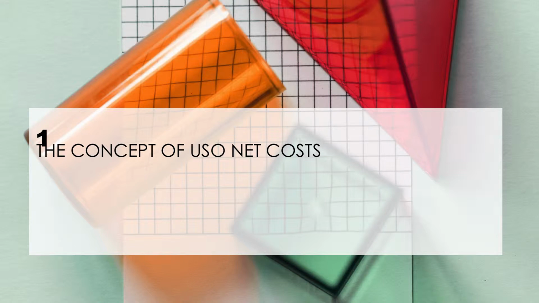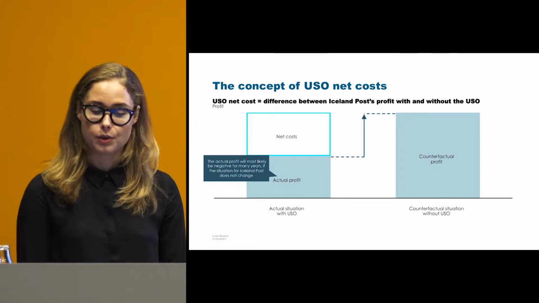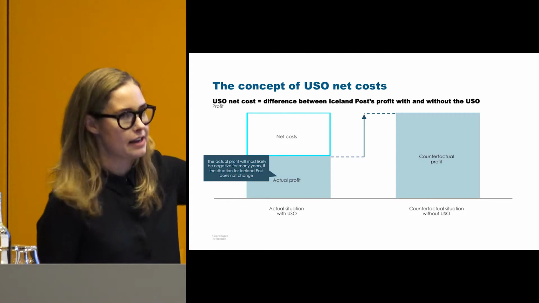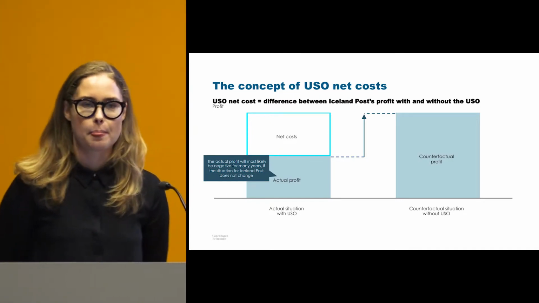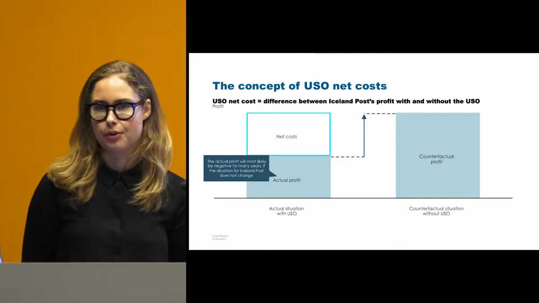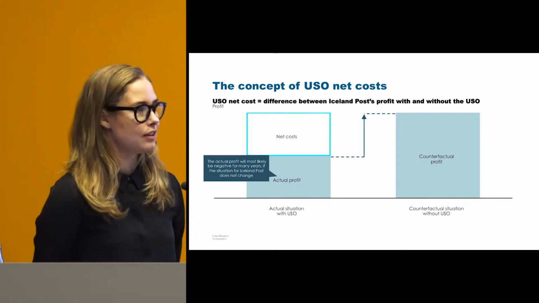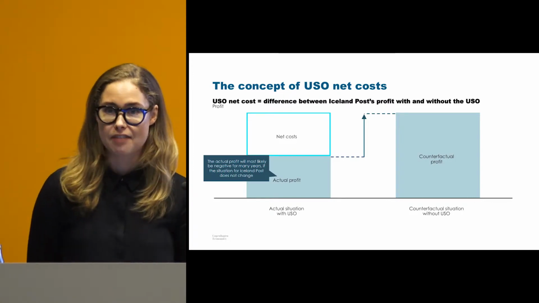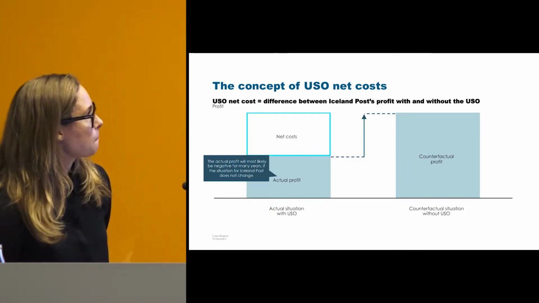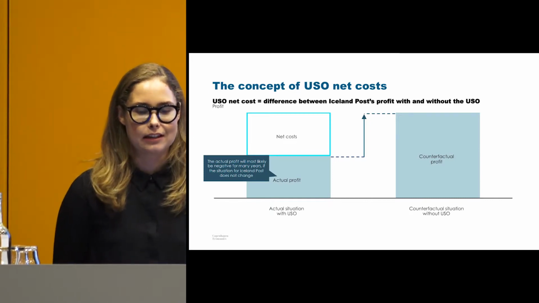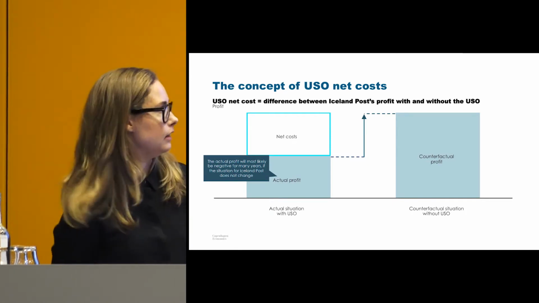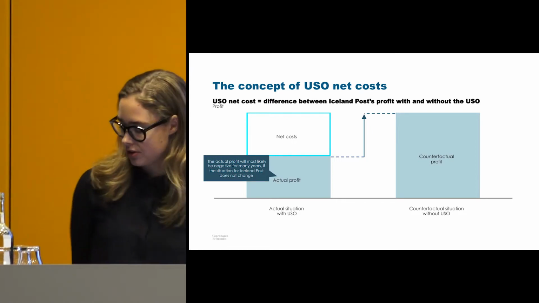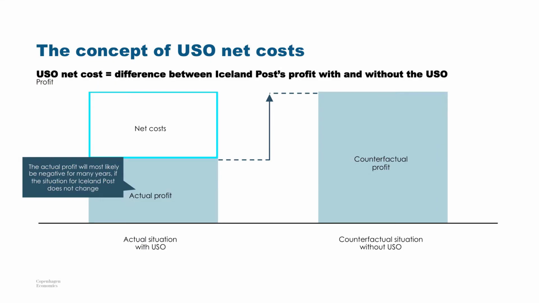So it's actually just the difference between Iceland Post's profit with and without the USO. We have an actual situation, this is today, where we have a USO that Iceland Post has to deliver upon. And then we illustrate a counterfactual scenario. In that scenario, we assume that Iceland Post is just like any other commercial operator on the market. And that, of course, means that they would not spend time, effort and money on doing some things that they have to do when they are the universal provider. The net cost is then only the difference between the profit in the actual situation with the USO and the profit that we estimate they would have in the counterfactual scenario. And I should also note that it's very likely that the actual profit is negative, which then implies a very large net cost, so that wouldn't be strange.